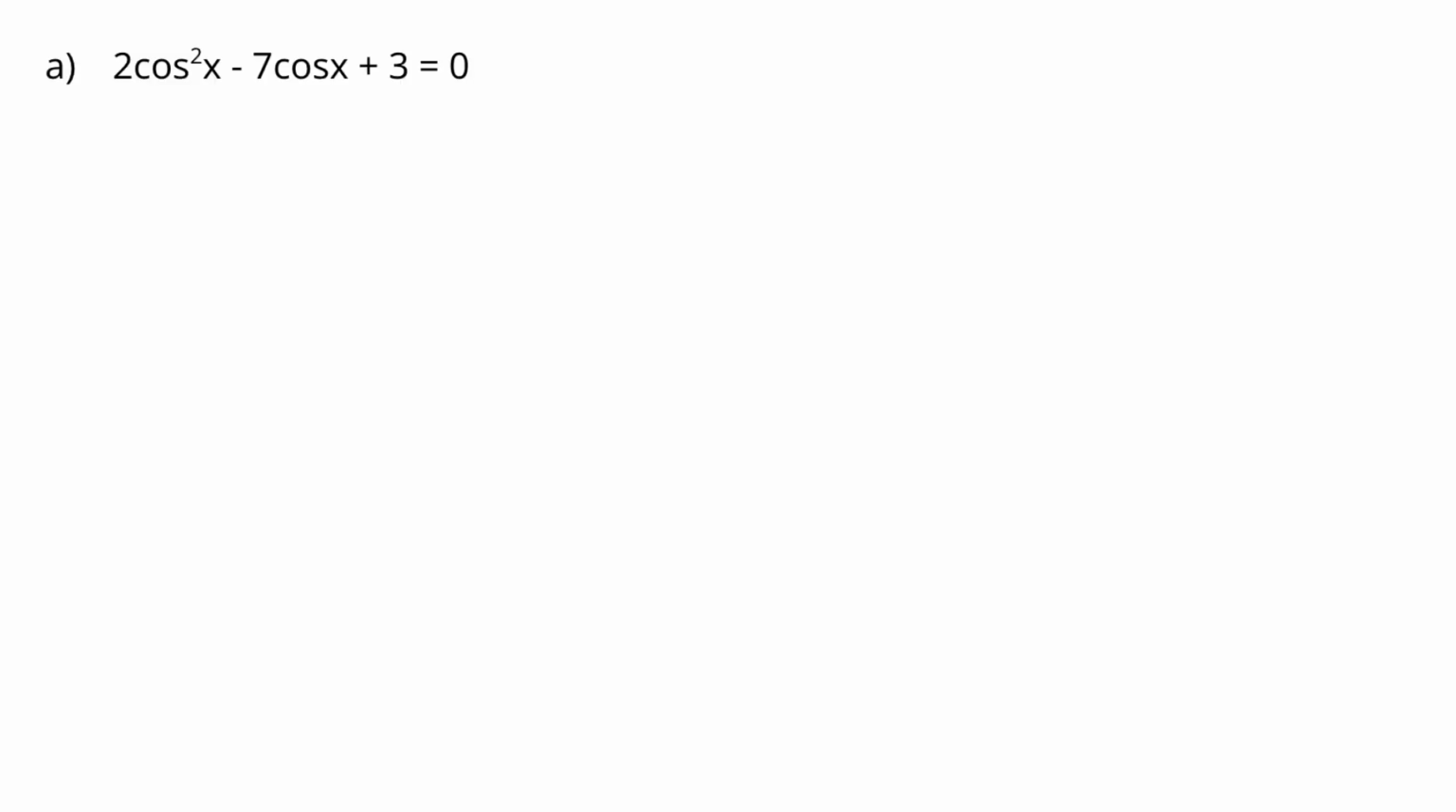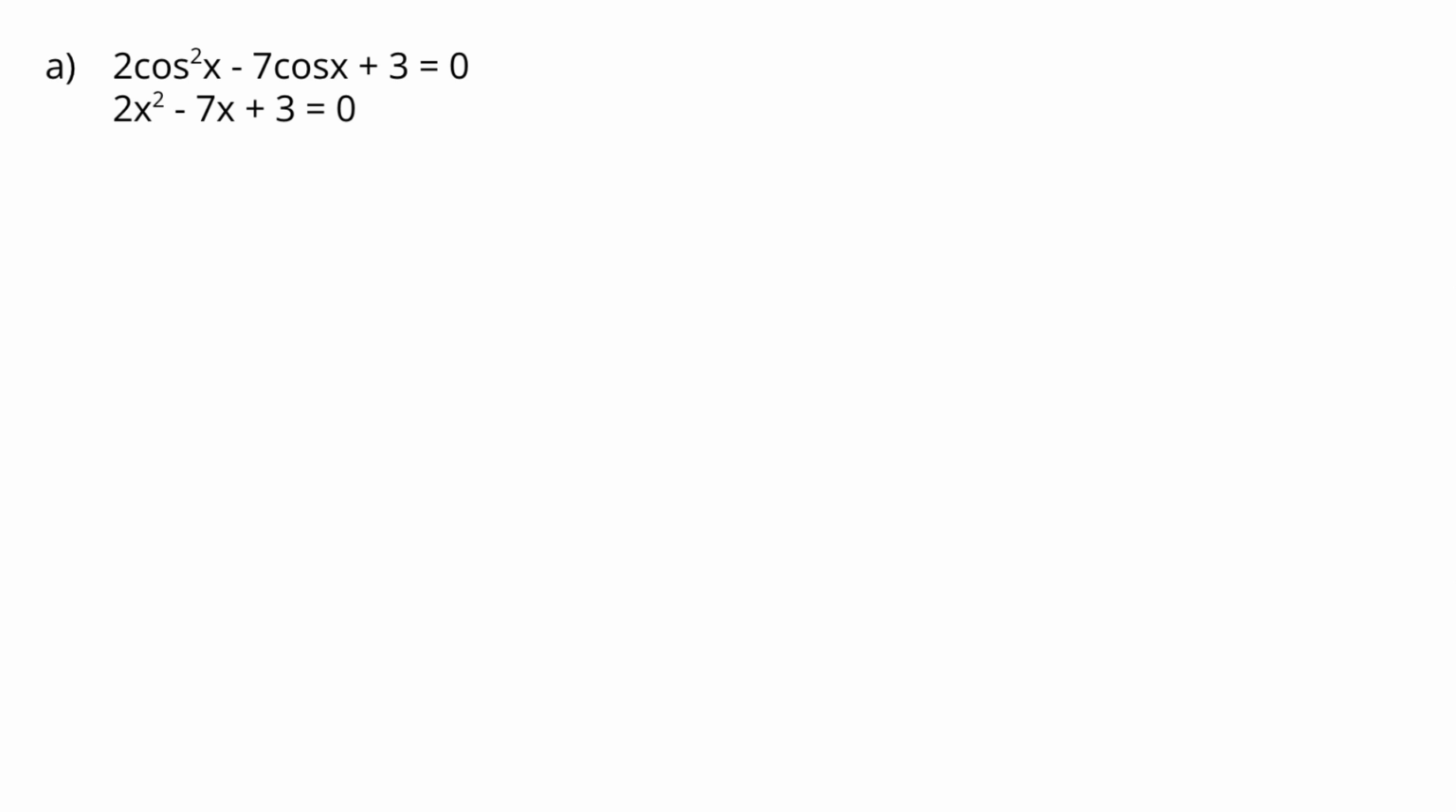Now to problem 3. Part A is 2 cosine squared x minus 7 cosine x plus 3 is equal to 0. So just like the last problem, we're just going to make this easier to factor. So we can change that whole equation into 2x squared minus 7x plus 3 is equal to 0.